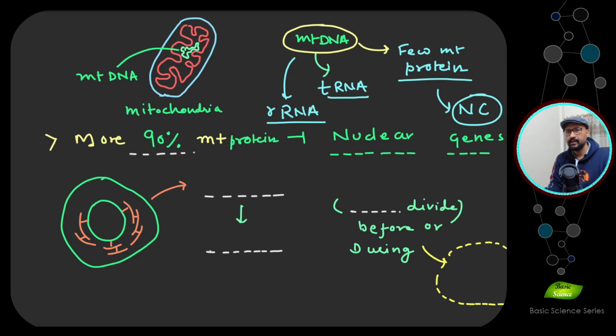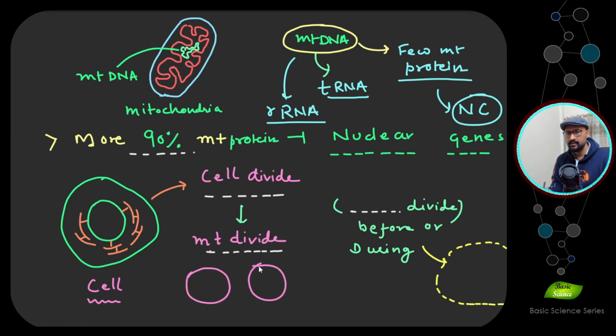Moving on to the next point, here I've just tried to illustrate the structure of the cell. Now, the cell division process. When the cell is going to divide, its mitochondrial DNA also needs to divide and then be transferred into two different daughter cells, the same mitochondrial DNA.